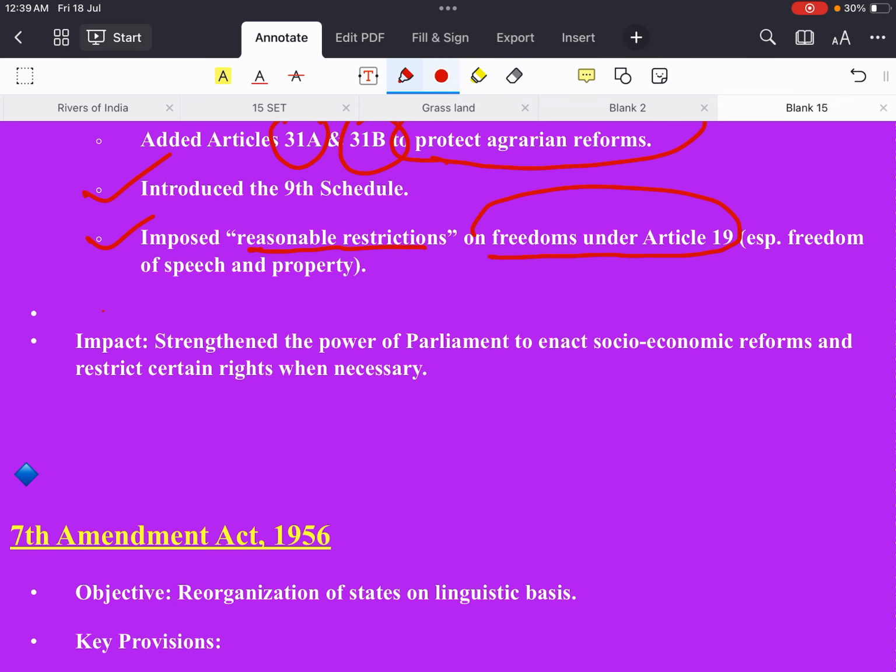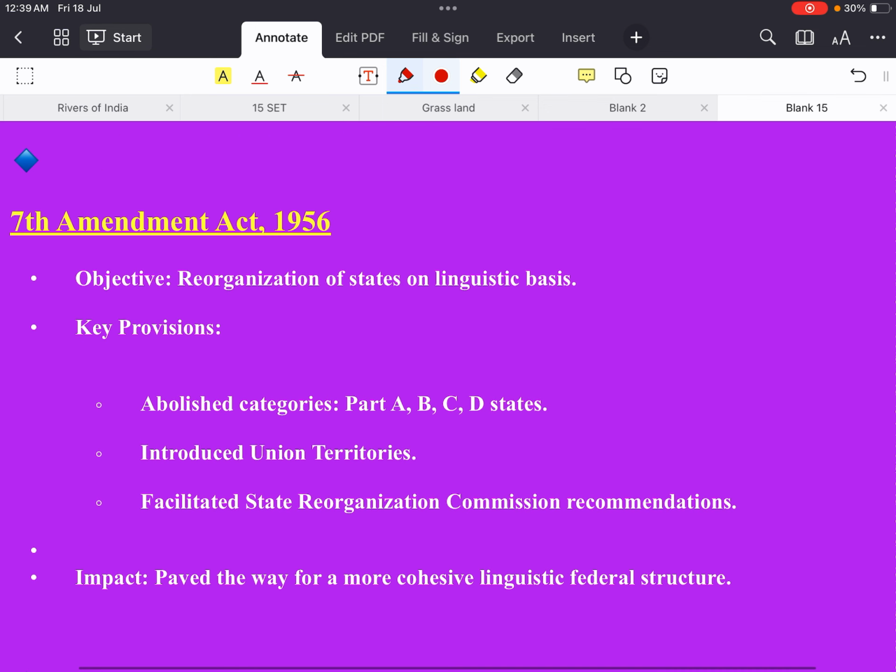Then what is the impact of this first Constitutional Amendment Act? It strengthened the power of Parliament to enact socio-economic reform and restrict certain rights when necessary. Then next, 7th Constitutional Amendment Act 1956. What is the objective of this Amendment Act? Reorganization of states on linguistic basis.